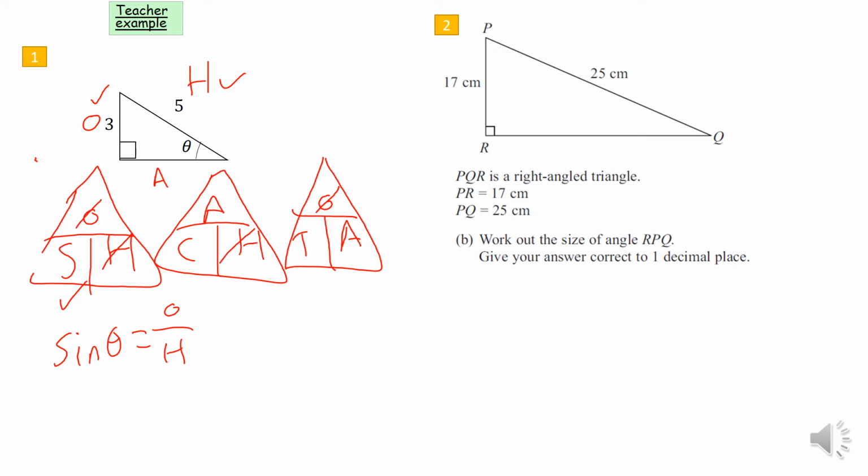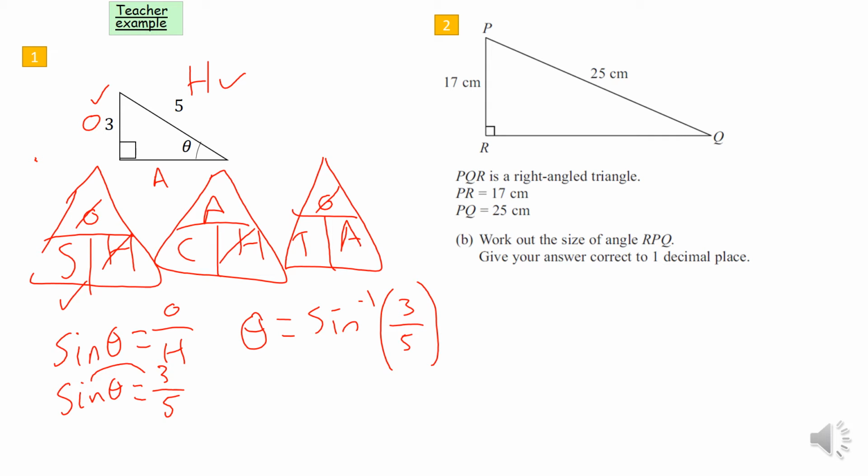I will then use the question to insert the information. So we don't know the angle, so we leave it as theta. The opposite we know is 3, and the hypotenuse we know is 5. So it should read sine theta equals 3 over 5. Now we are looking to calculate theta, so we need to somehow move the sine onto the other side. Now when the sine goes onto the other side, on the left hand side we're left with theta, and when sine goes over to the other side it will become sine to the -1, and then we need to insert 3 over 5 in brackets.